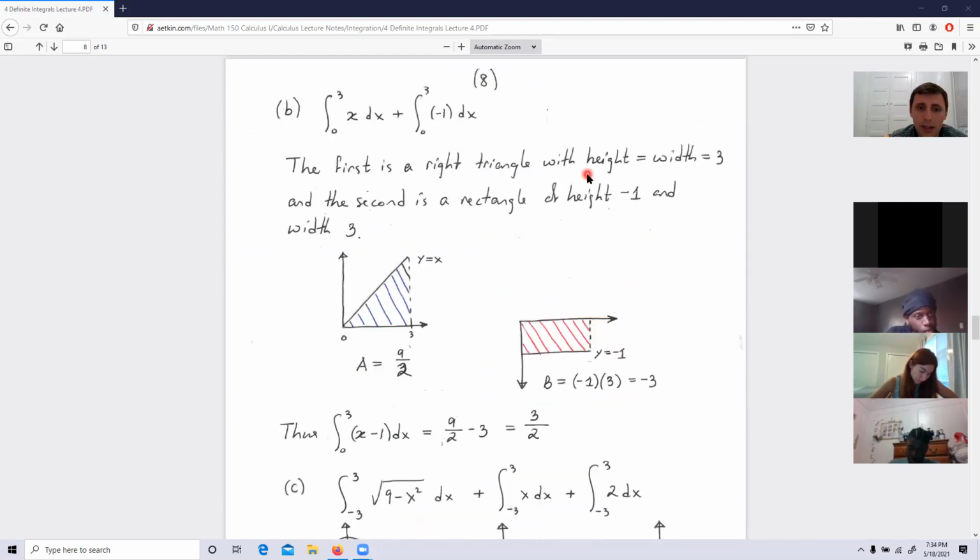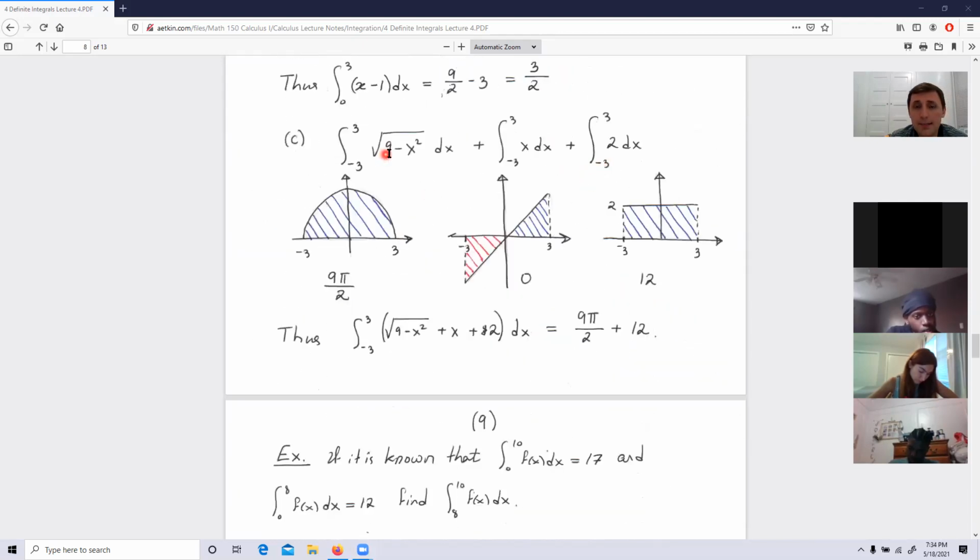All right, let's do it together. Guys, let's break it apart into several regions. You ready? So first region, what is this? This is the upper hemisphere of a circle, or the upper part of the circle from -3 to 3. It's half the circle of radius 3, which means its area is 9 pi over 2.